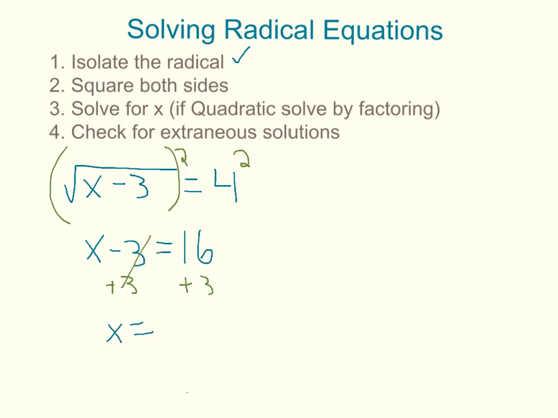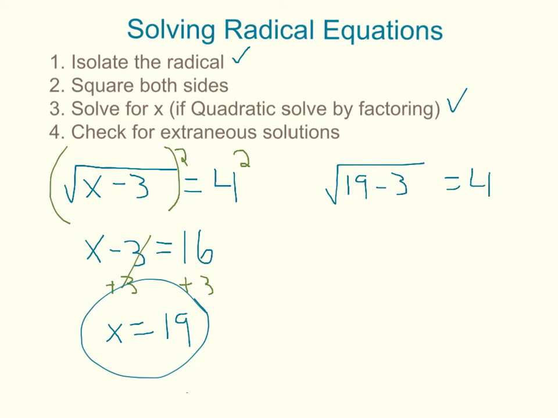So x equals 19. And then check for extraneous solutions. Just plug that back in real quick. The square root of 19 minus 3 equals 4. 19 minus 3 is 16, and the square root of 16 equals 4. So this one also works.